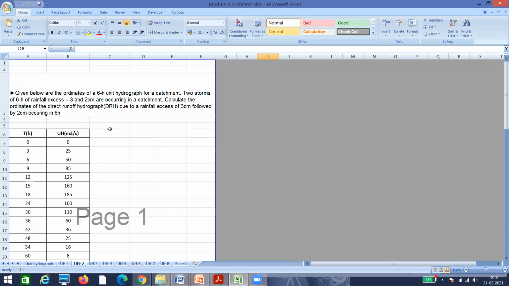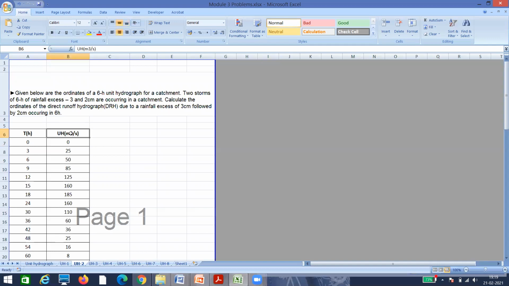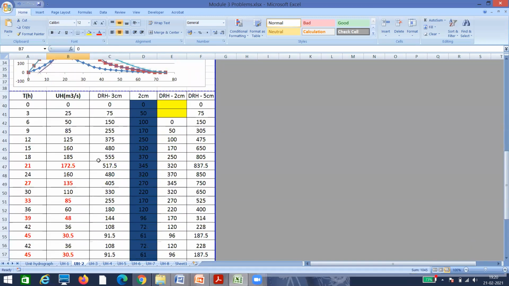So here the rainfall excess of 3 centimeter is occurring for 6 hours, and after that 2 centimeter is occurring for 6 hours. So your ordinates are given. This is a 6-hour unit hydrograph. The ordinates are given here. So how to go about?